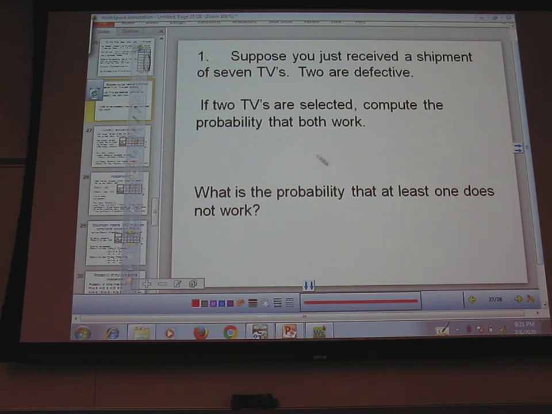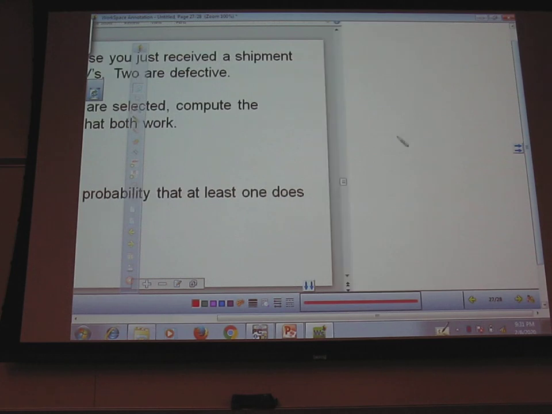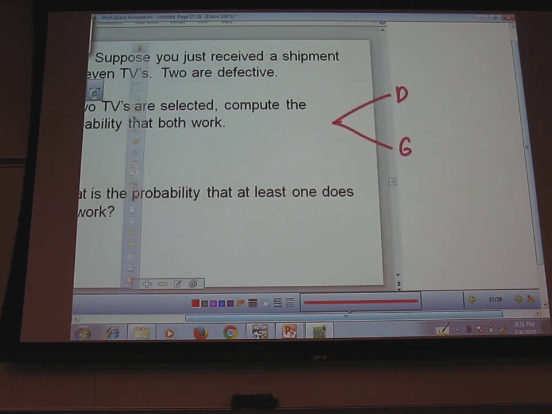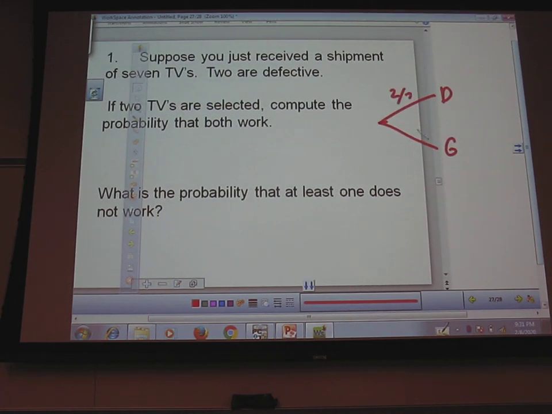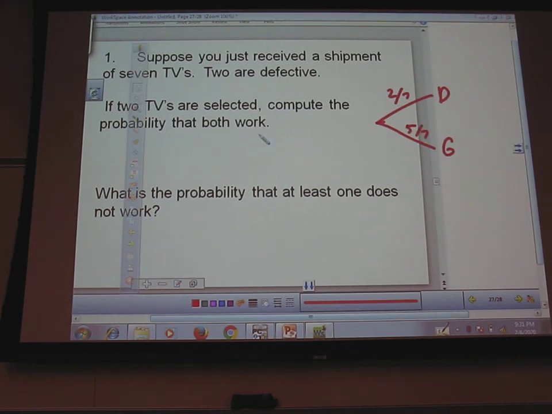Here, let me draw a tree. I think it'll be easier. So you either pick a defective one or a good one. What's the probability it's defective? 2 out of 7. What's the probability it's good? 5 out of 7. Now, I only care about the good. I want both working, so I only care about the goods. So we'll just focus on that part for now.